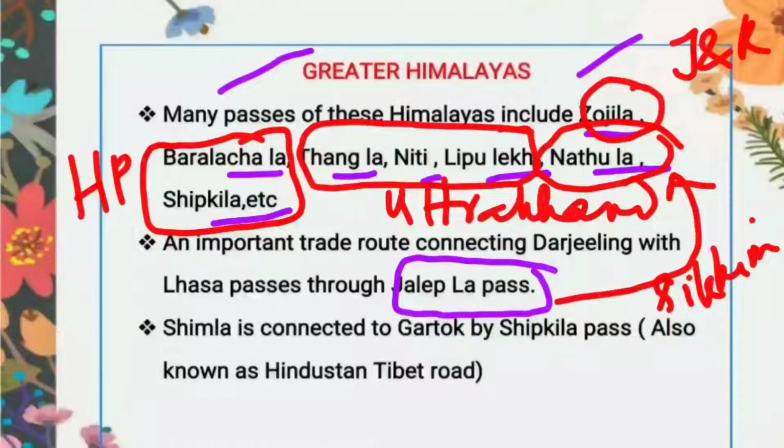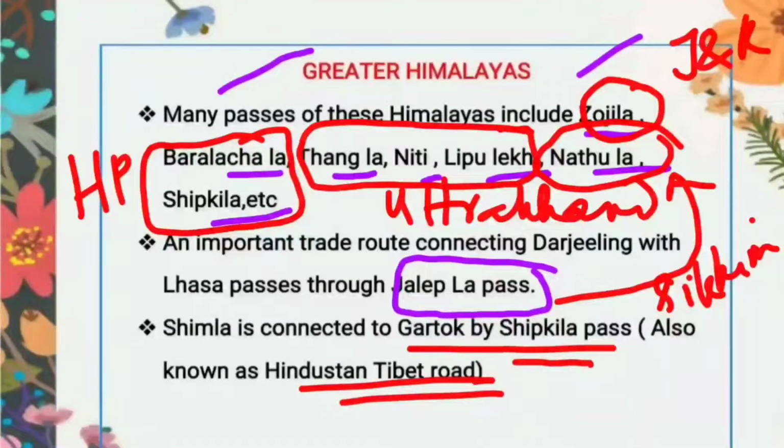Sometimes a question can be asked on this, or match the following, as is the question pattern asked in the UPSC these days. So you should be aware of which pass belongs to which state or UT. Shimla is connected to Khab by the Shipkila Pass. We already know Shipkila Pass is in Himachal Pradesh. So this road is also known as the Hindustan Tibet Road.